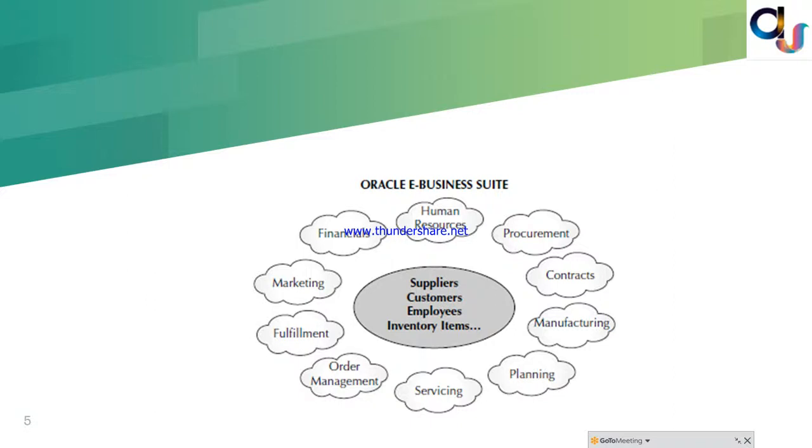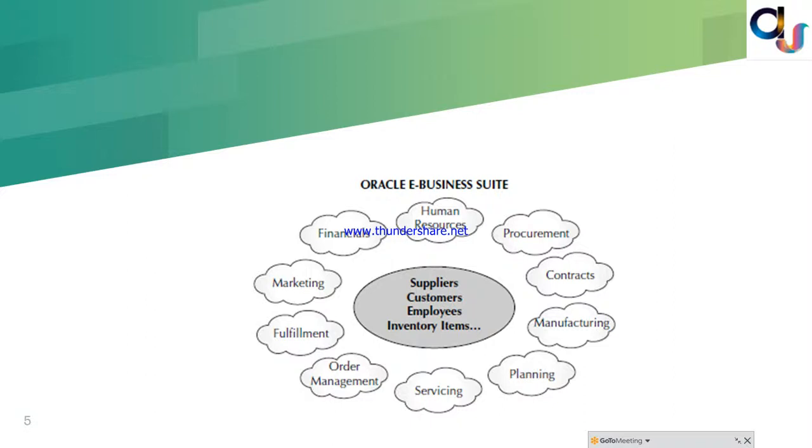This slide tells about the many modules inside EBS. EBS is a package which contains many modules. These are the important modules: human resources, procurement, contracts, manufacturing, planning, servicing, order management, fulfillment, marketing, and financials. Each module has a specific importance and specific functionalities. But in this course, our concentration is on human resources.